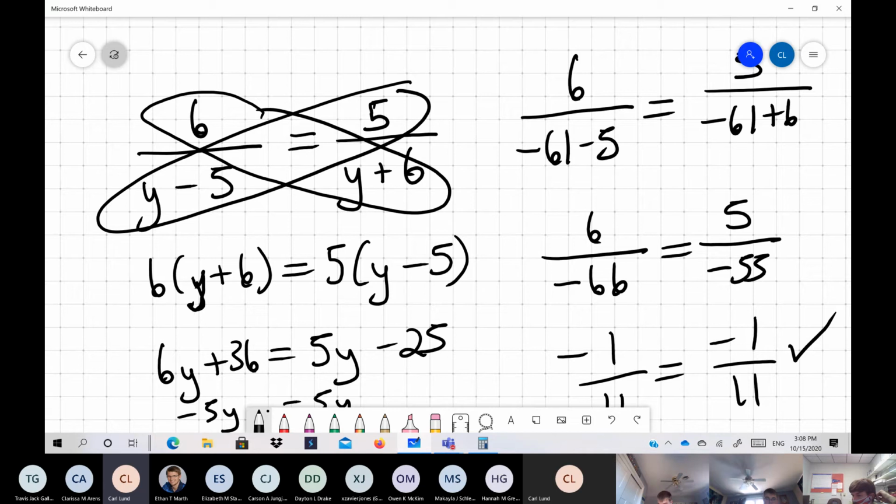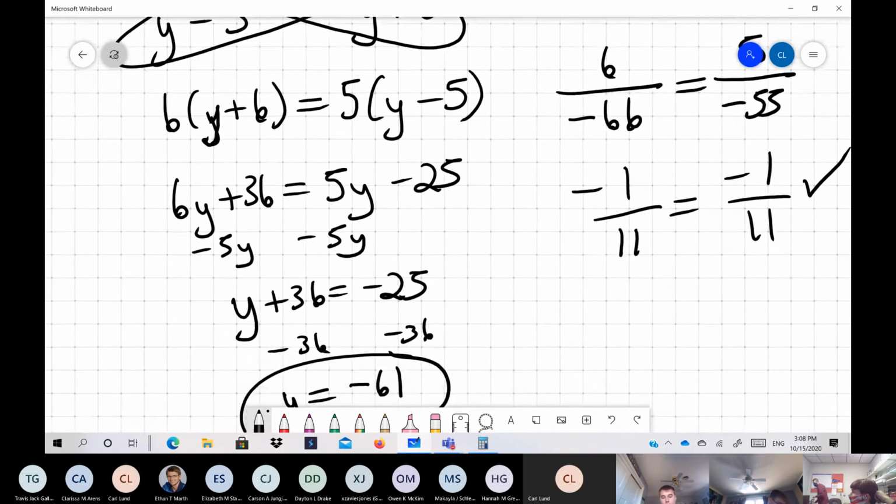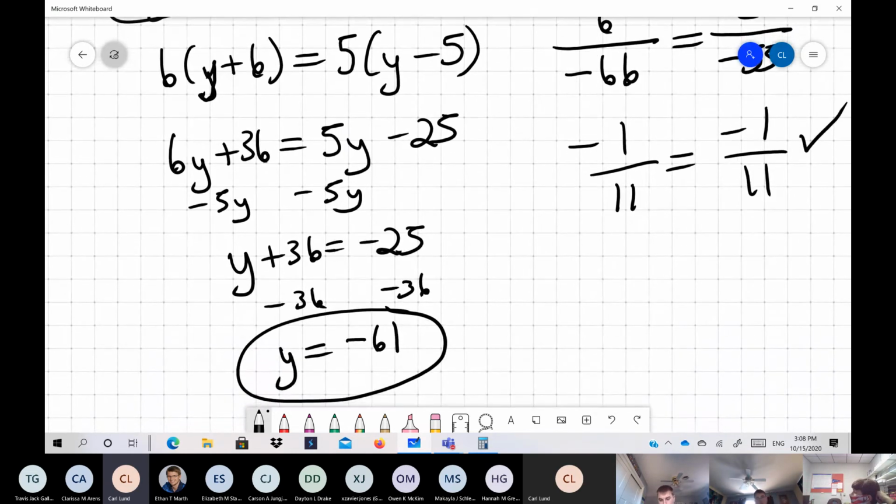And maybe you only have a 1% chance of making an error in each step, but that means if you go through 25 steps, you end up with a 25% chance of making an error. If you only have 5 steps, you only have a 5% chance of making an error. The fewer steps, usually the better. Usually, not always. When we're learning it, it's good to go step by step with things, but cross products are a good thing. Any questions about proportion so far?